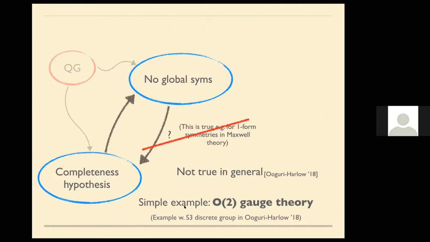But here I'm mostly focusing on topological stuff, which, as you will see, is complicated enough. Yes, absolutely. Okay, great. Thank you for asking. Okay, good. So O2 gauge theory. So what is O2 gauge theory?